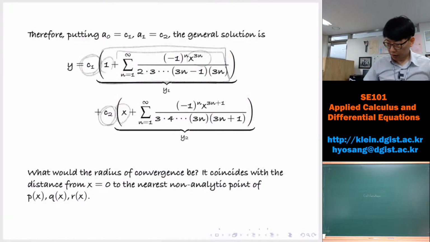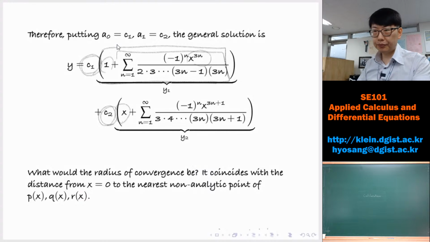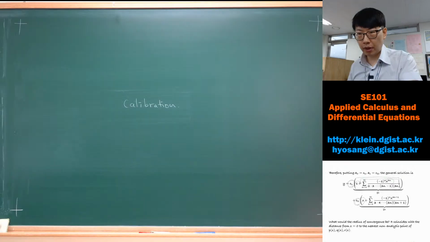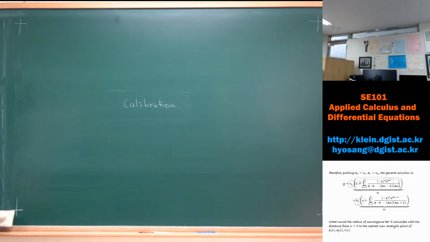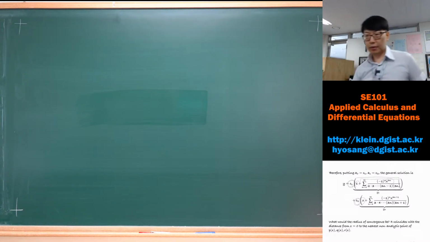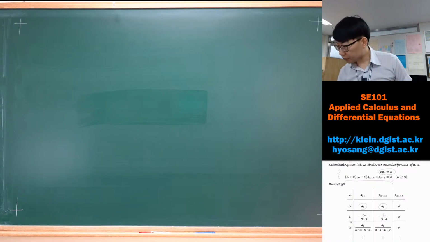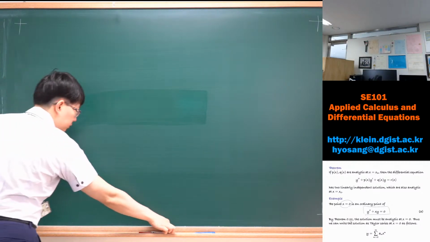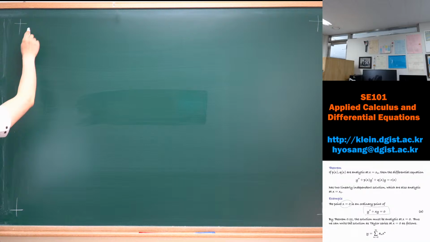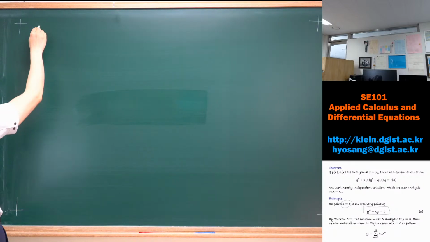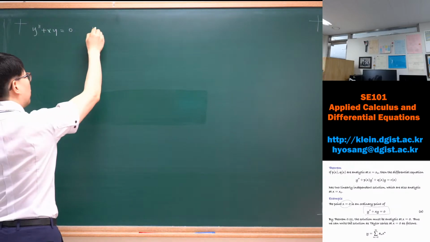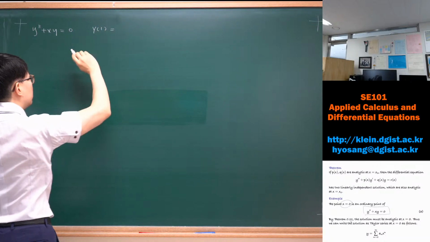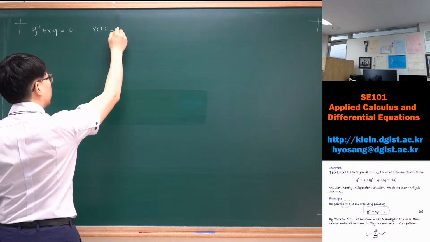So we are going to expand at a different point. So that's our example today. So let's look at the same differential equation: y double prime plus xy equals 0. But suppose that my initial value is given at x equals 1.